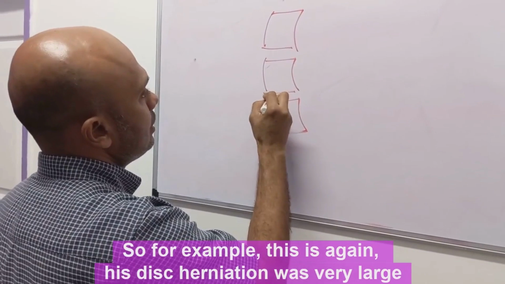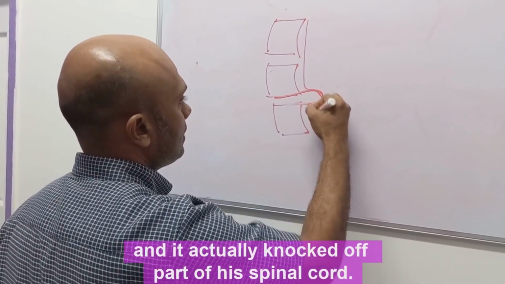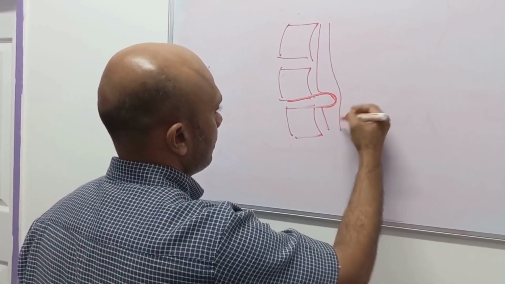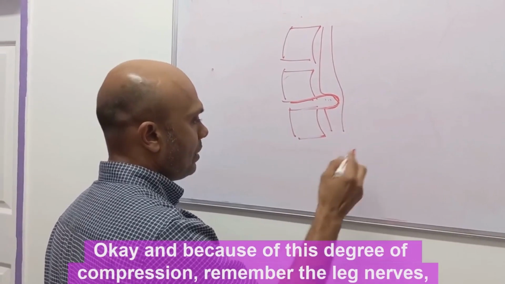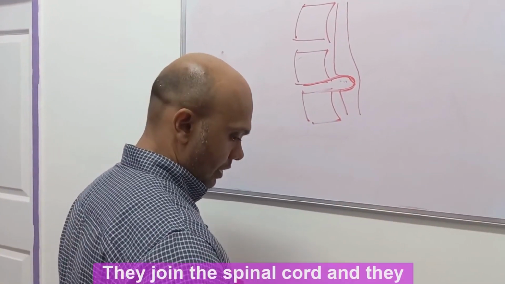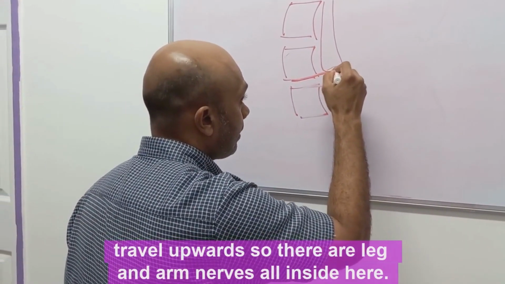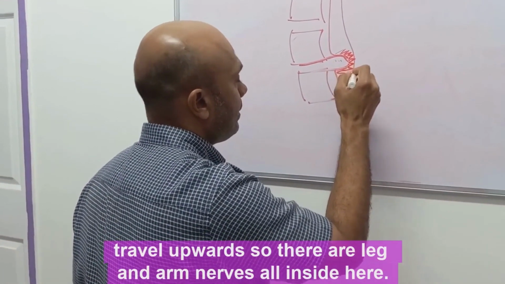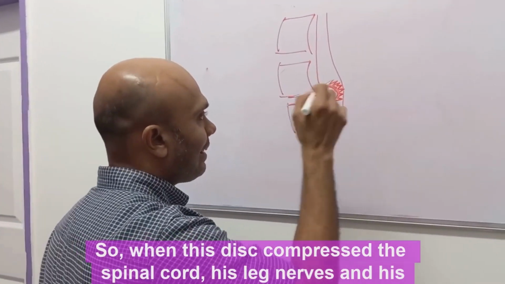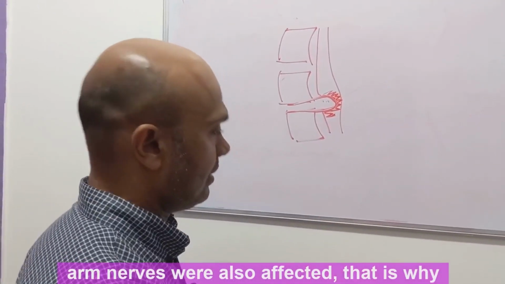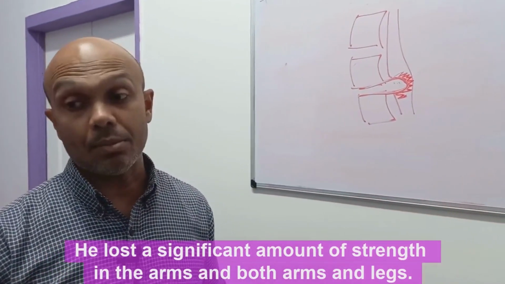So, for example, this is again his disc herniation. It was very large. It had actually knocked out part of his spinal cord. Okay, and because of this degree of compression, remember the leg nerves join the spinal cord and travel upwards. So there are leg and arm nerves all inside here. So when this disc compressed the spinal cord, his leg nerves and his arm nerves were also affected, and that's why he lost a significant amount of strength in both arms and legs.